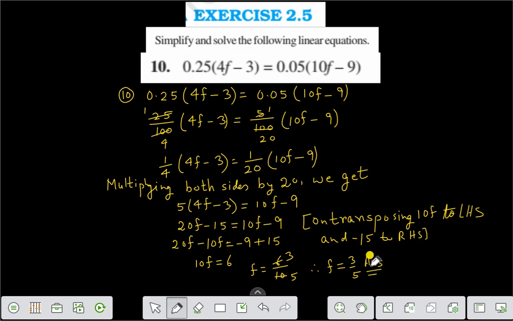Therefore, the value of f is equal to 3 by 5, or you can write in decimal also, that is 3 divided by 5, 0.6. That means it can also be written as 0.6, and that is the answer.